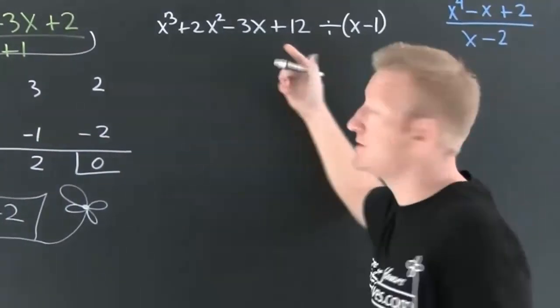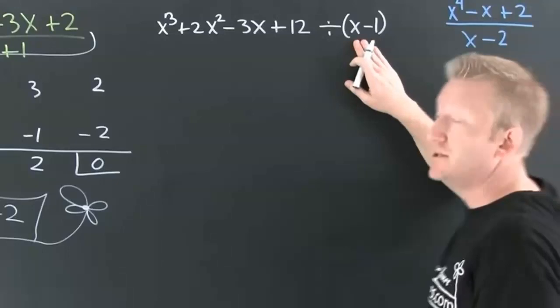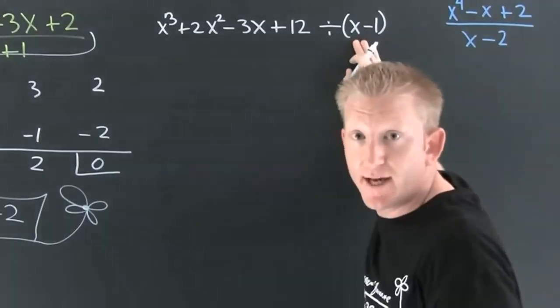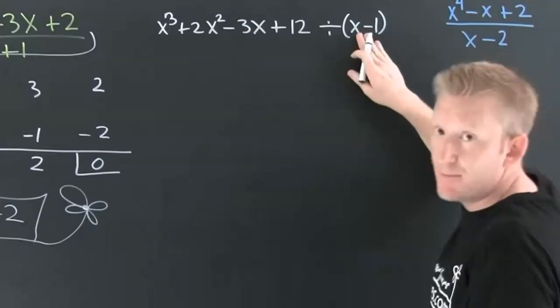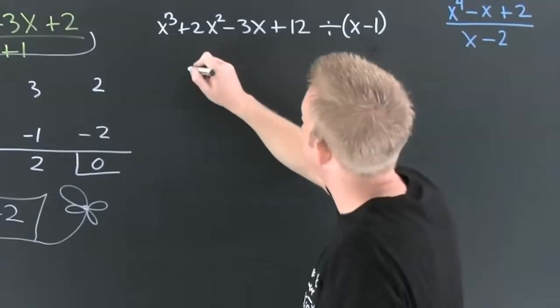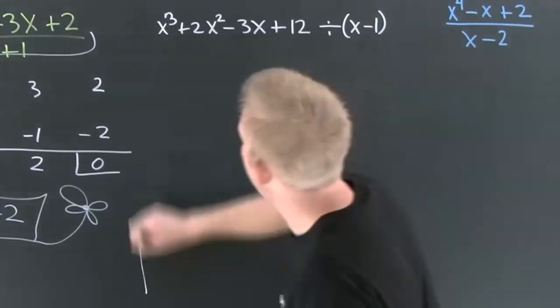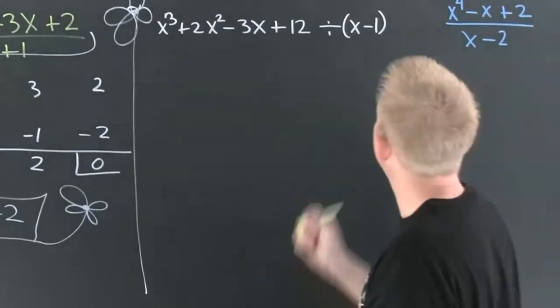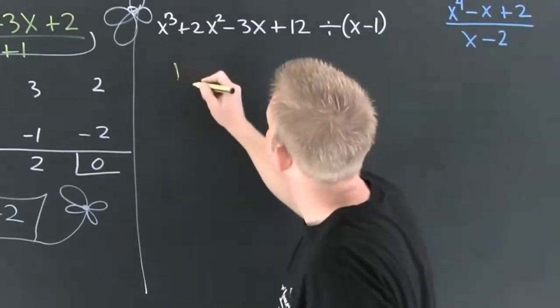Am I dividing by a special linear factor? Yes. So what goes on the outside? Zeros go on the outside. What's a 0? Anything that makes that polynomial 0. What's going to make this polynomial 0? 1 is. So 1 is on the outside.